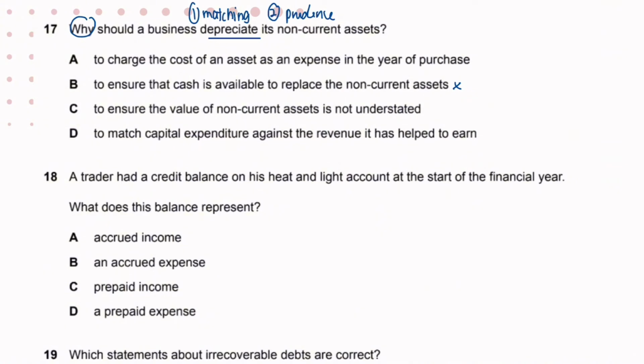No. It should be to ensure the value of non-current assets is not overstated, but it's not complete. The answer is not complete. D, to match capital expenditure against the revenue it has helped to earn. So this is the most correct one. It's referring to the matching concept. Okay, so D is the answer.